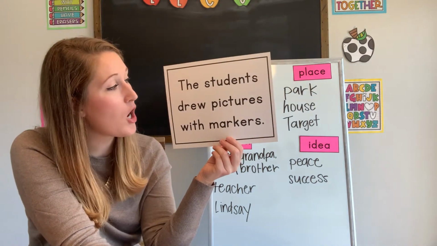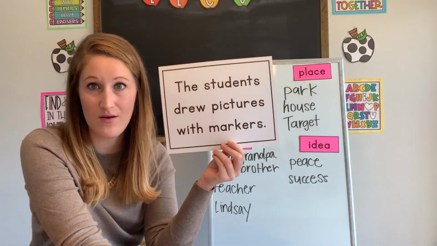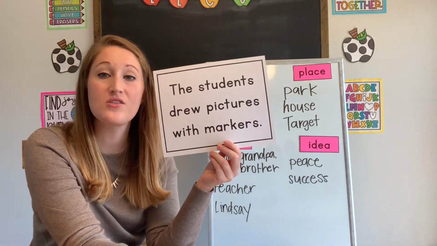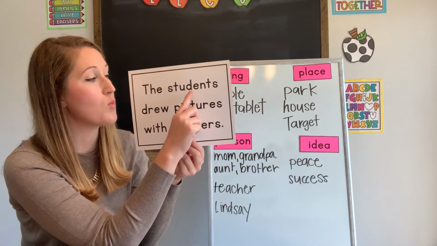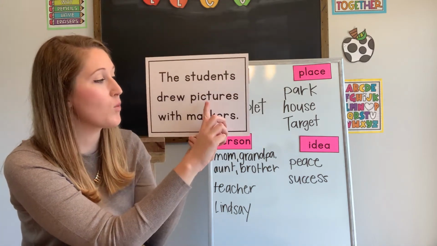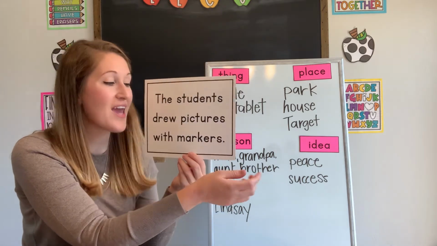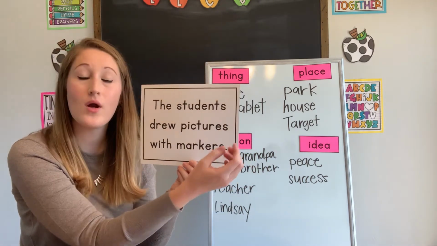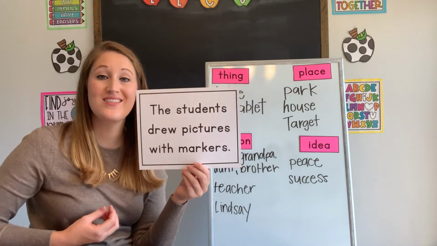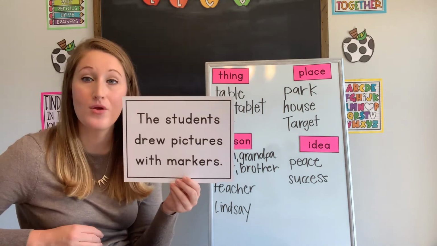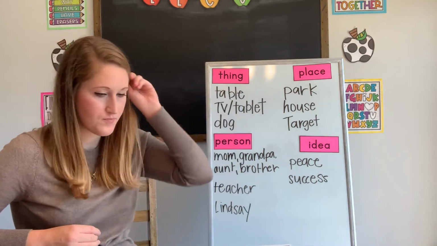These are plural nouns. Plural means that there's more than one. So we have more than one student, more than one picture, and more than one marker. So when we have that S on the end, or ES, that shows us that it's plural. There's more than one. Very good.